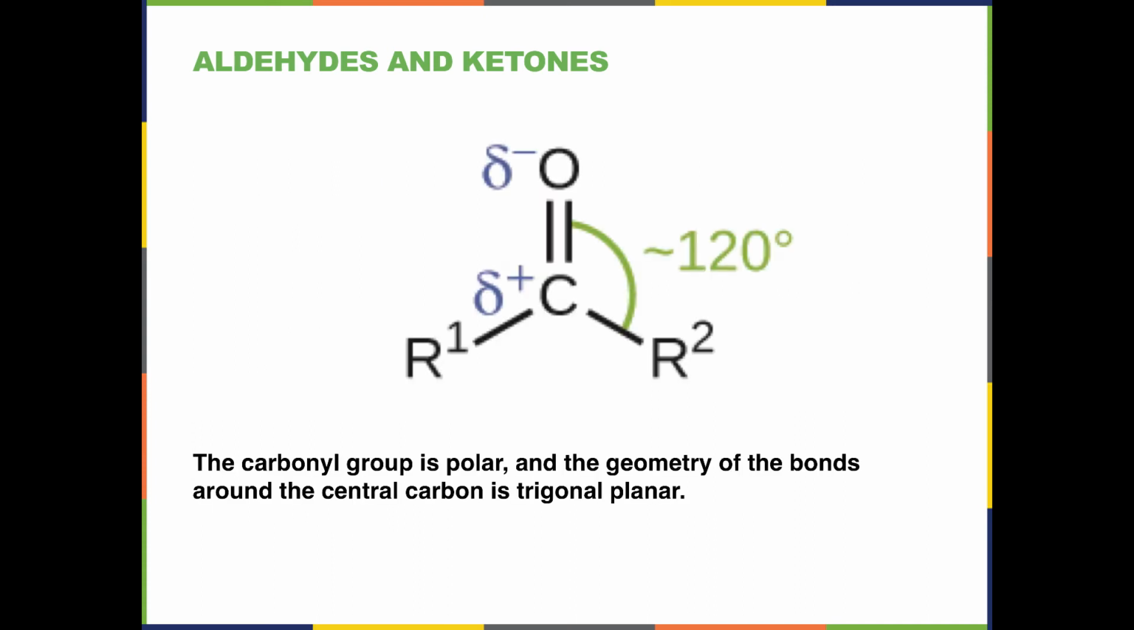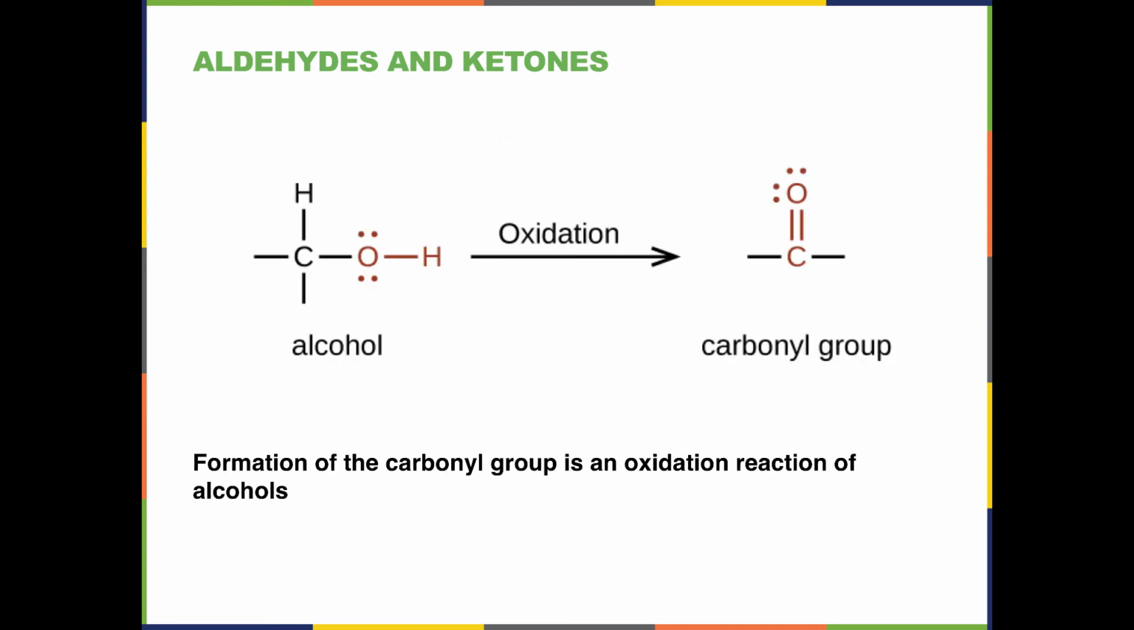Now the carbonyl group is polar, and the geometry of the bonds around the central atom are trigonal planar. So you have an sp2 type situation with a carbonyl group. Alcohols are oxidized to form the carbonyl group. If the OH is somewhere in the middle of the chain, then you form a ketone. If the OH is on the end, then you form an aldehyde.